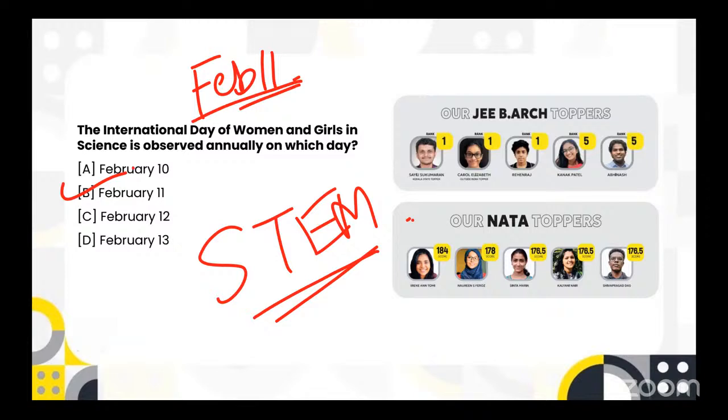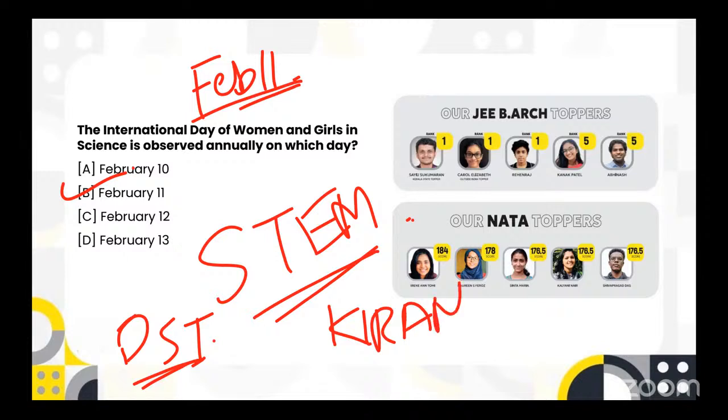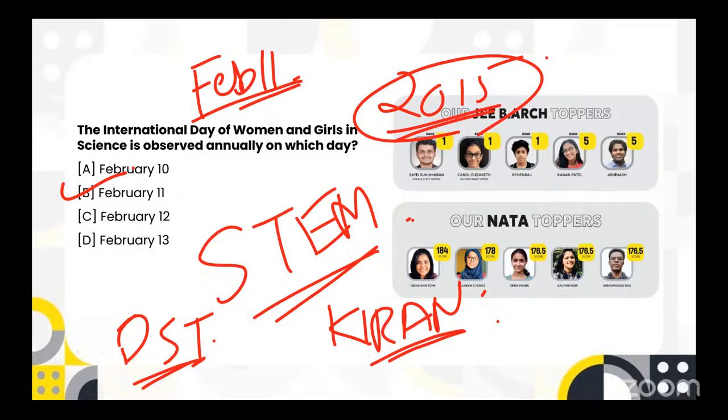So in India also, an agency is part of this observance. That is DST, Department of Science and Technology, which comes under the Ministry of Science and Technology. In India we also have different schemes to promote women in the STEM field. One is the Kiran scheme, a very important scheme to promote women's participation in the science field. This year, 2025, is the 10th anniversary of this observance. It started in 2015.